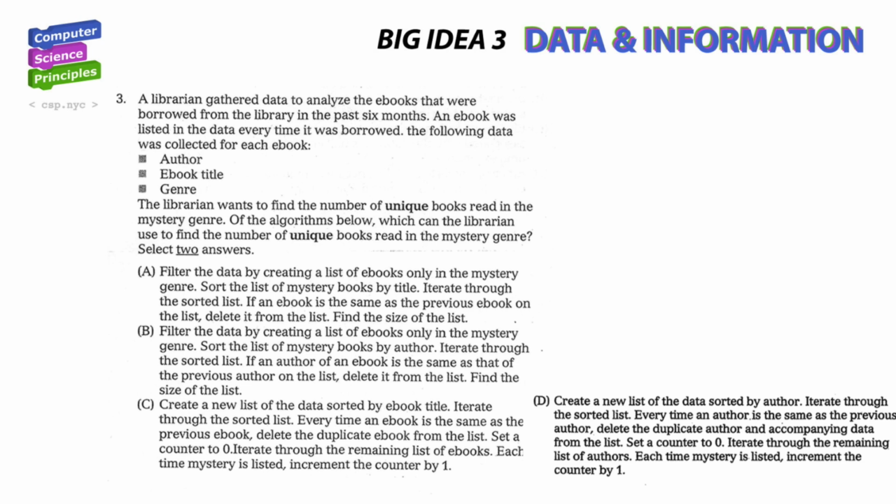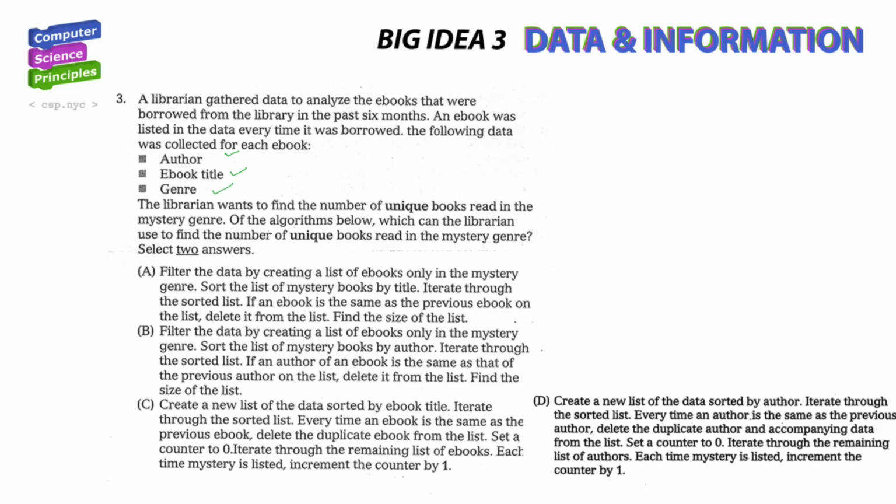Okay, question number 3. This is where it gets a little messy. So a librarian gathered data to analyze the ebooks that were borrowed from the library in the past 6 months. An ebook was listed in the data every time a book was borrowed. The following data was collected for each book. So they had the author, they had the title, and they had the genre.